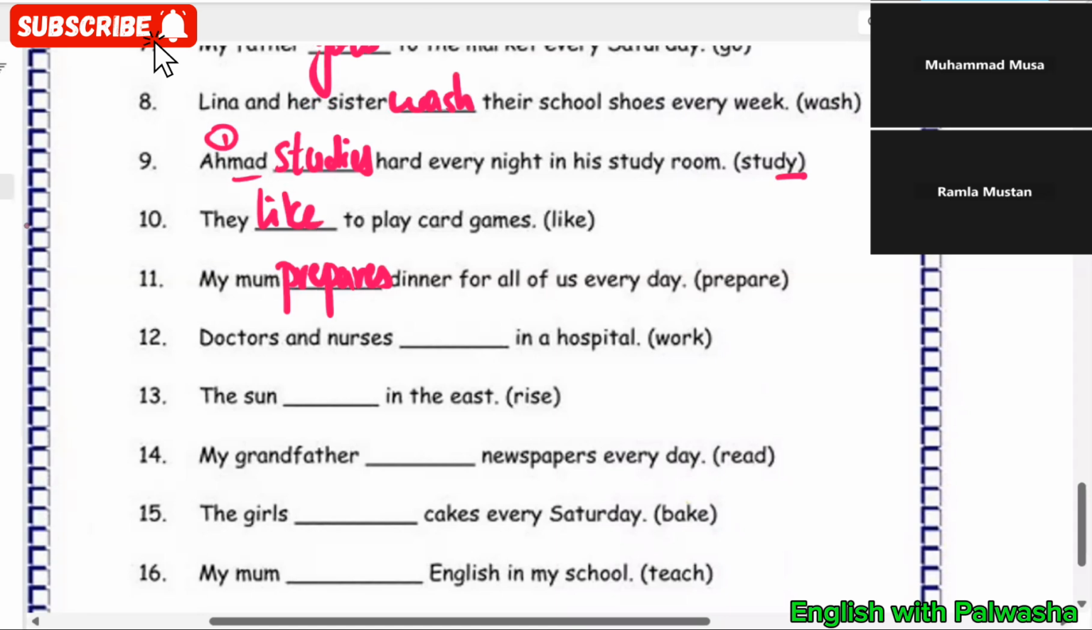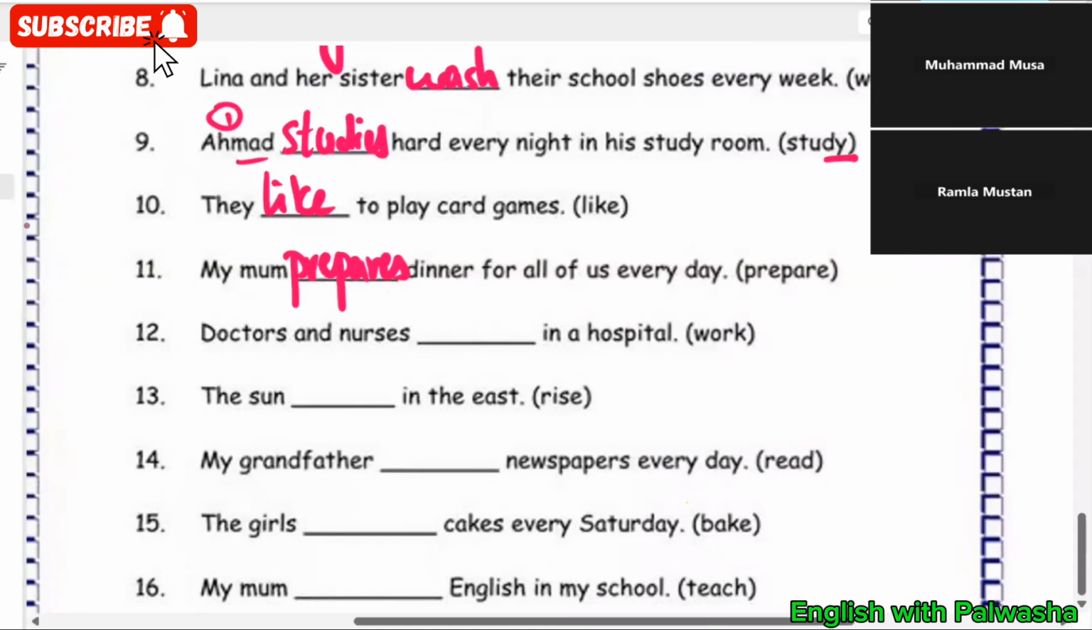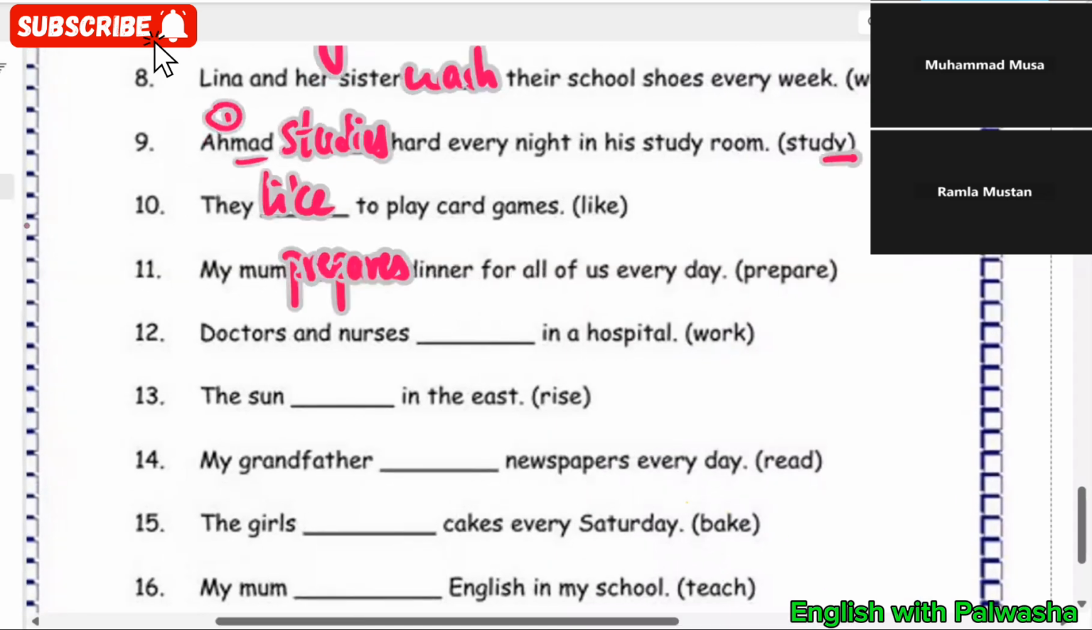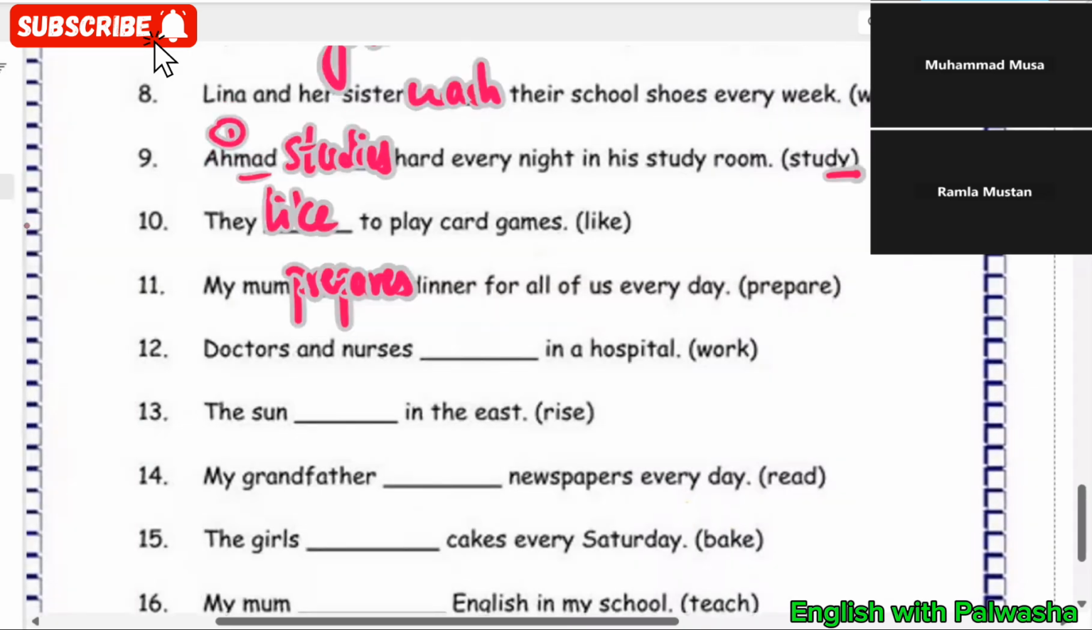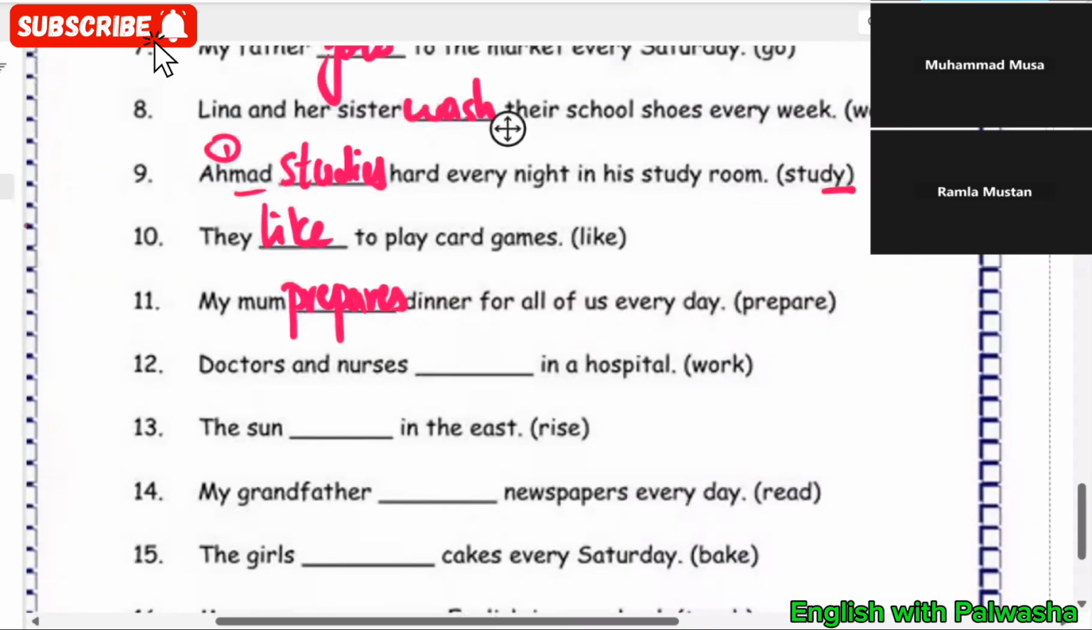All right. Can you see me writing on the screen? I'm sure you can. Yes, miss. Okay. Doctors and nurses. Now these are more than one. Dash in a hospital. So it will be work. Exactly. Work in a hospital.